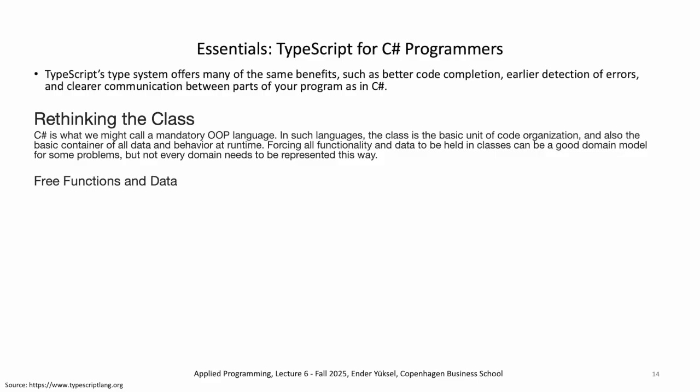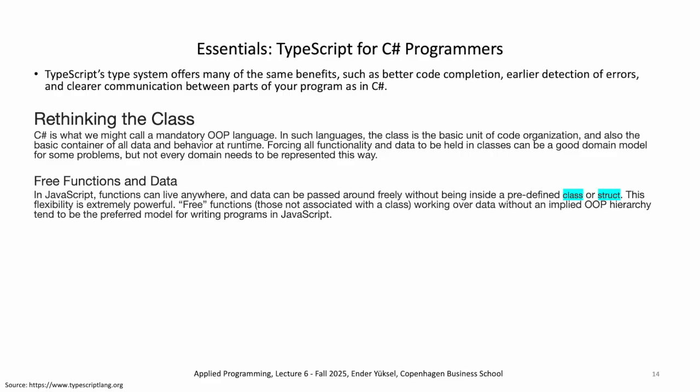Free functions and data. In JavaScript, functions can live anywhere, and data can be passed around freely without being inside a predefined class or struct. This flexibility is extremely powerful. Free functions, those not associated with a class, working over data without an implied object-oriented programming hierarchy, tend to be the preferred model for writing programs in JavaScript.